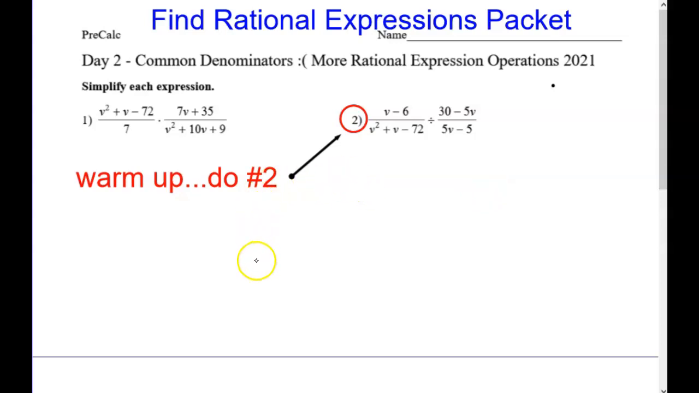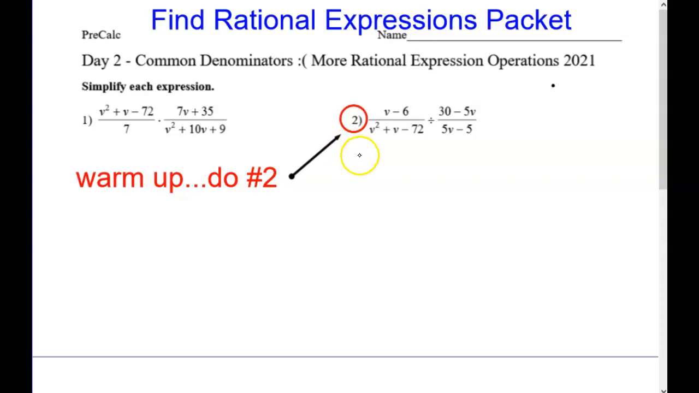All right, guys, this is in the rational expression packet. It said remembering rational expressions on the front page, and now we are on the third page. We did multiplying and dividing on maybe Tuesday. Does that sound about right? Maybe Wednesday when everybody was gone. All right, anyway, multiplying and dividing, this is a warm-up on that, and we're just going to do number 2.